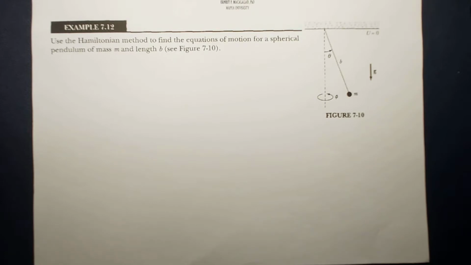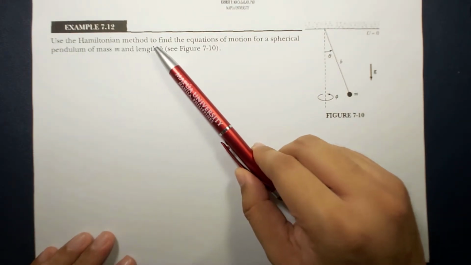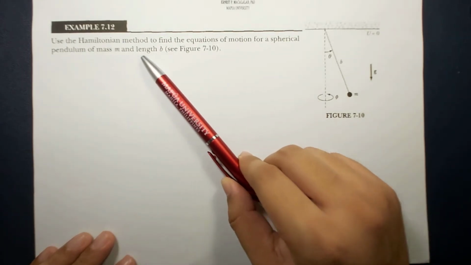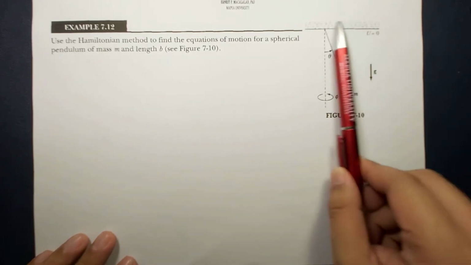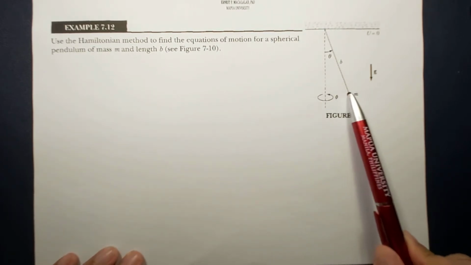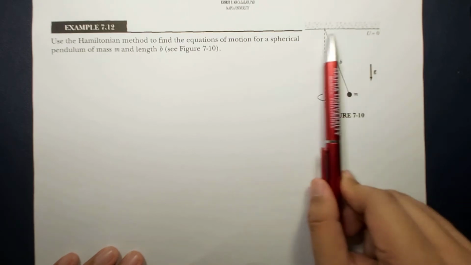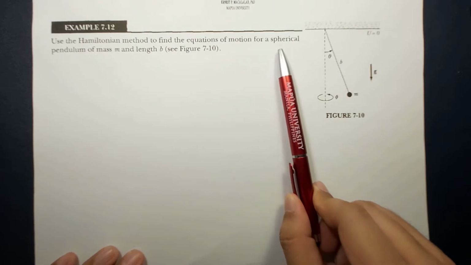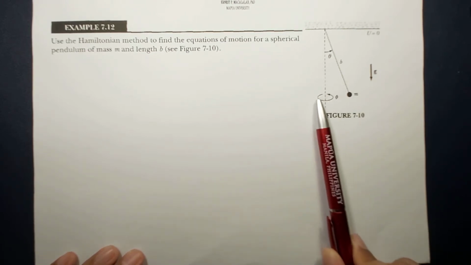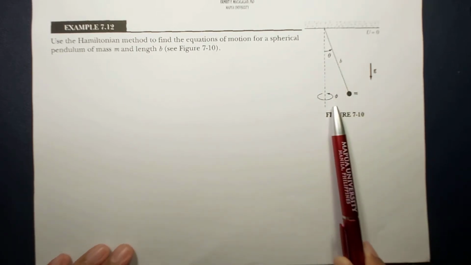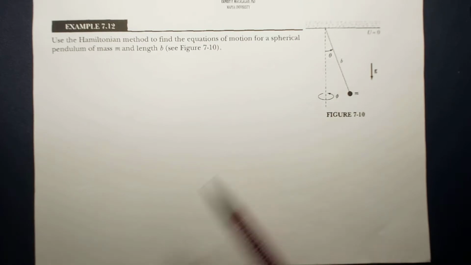The problem reads: use the Hamiltonian method to find the equations of motion for a spherical pendulum of mass m and length b. Okay, so this is our figure. Previously, we've discussed the plane pendulum, which is constrained to move along one plane. In this case, we have a spherical pendulum, so we have a second degree of freedom, and that is our phi direction. In spherical coordinates, theta and phi are two of the three coordinates.